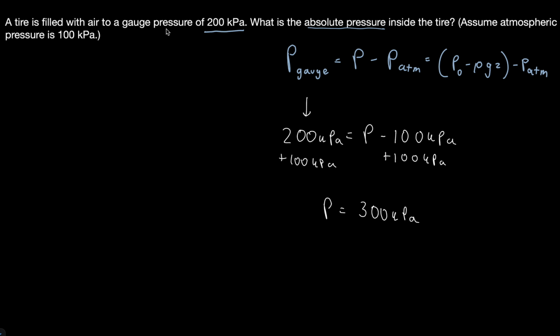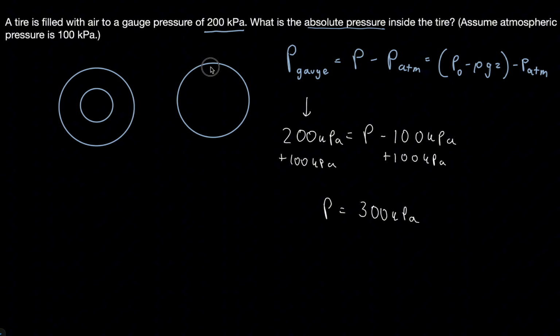Alright, so just to give you a conceptual understanding of gauge pressure, I want to ask you a simple question. Let's say we have a tire for maybe a Corolla. I'll draw it over here. And let's say we also have a tire for a bike. So I'll draw this over here. This is for our bike, this is for our car.